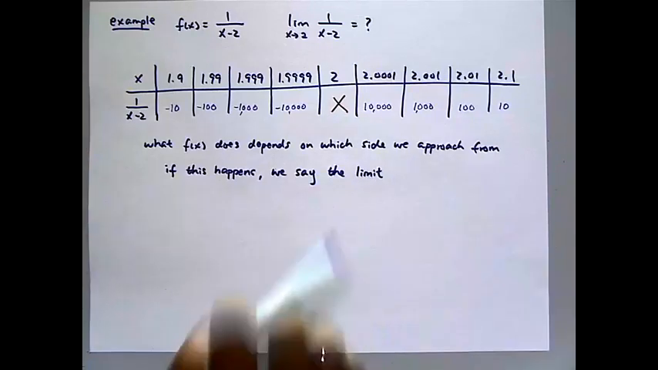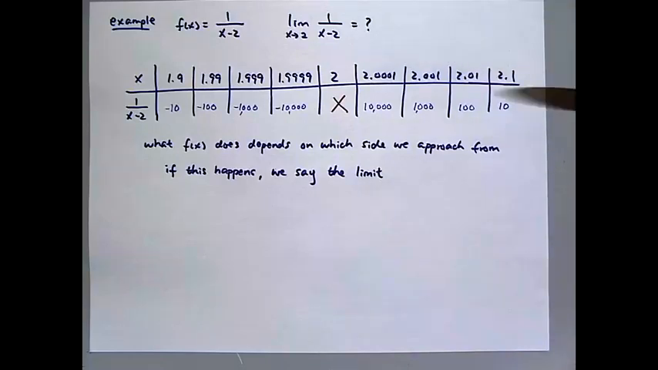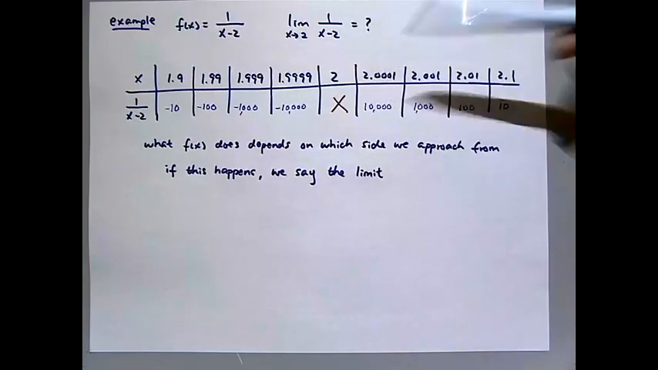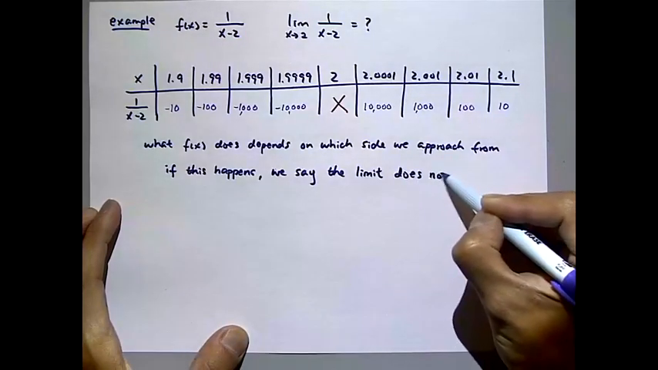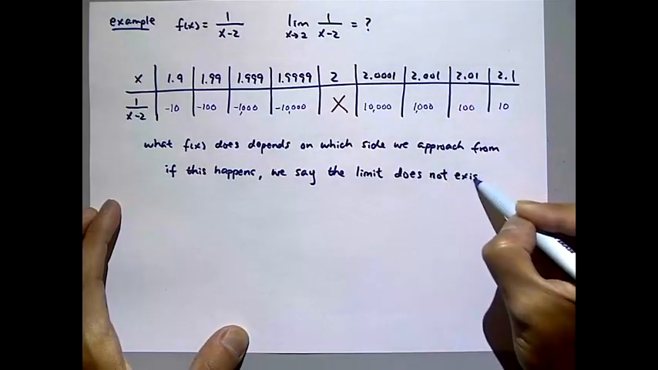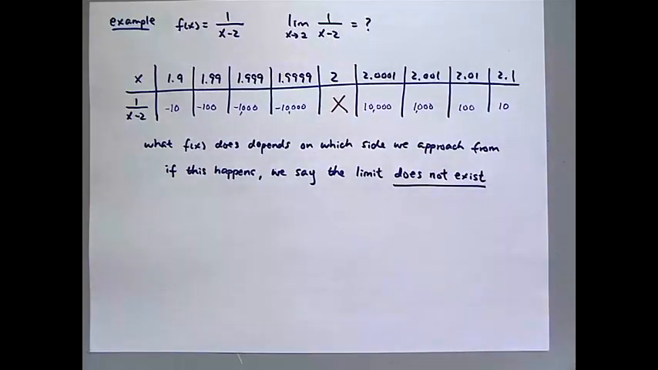When this happens, when these two sides don't reach a common point, common place they're trying to get to, we say that the limit does not exist. You want the behavior to be the same no matter which side you approach from. From the right, from the left, it doesn't matter.